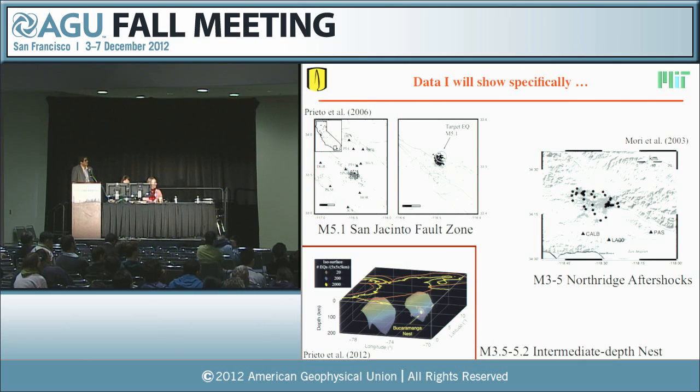So this is the data we're going to be looking at, although we're going to be looking at more data, but this is the more specific one. On the top left-hand side, we have the San Jacinto fault zone and a magnitude 5.1 earthquake and some of the aftershocks. I'm going to show you some results of that. On the right-hand side, we have magnitude 3s to 5s Northridge aftershocks from Mori, Abercrombie, and Kanamori. And on the left bottom part, we have intermediate depth earthquakes from the Bucaramanga nest. So I'm going to try to compare some of these parameters that I talked about for all these data sets.